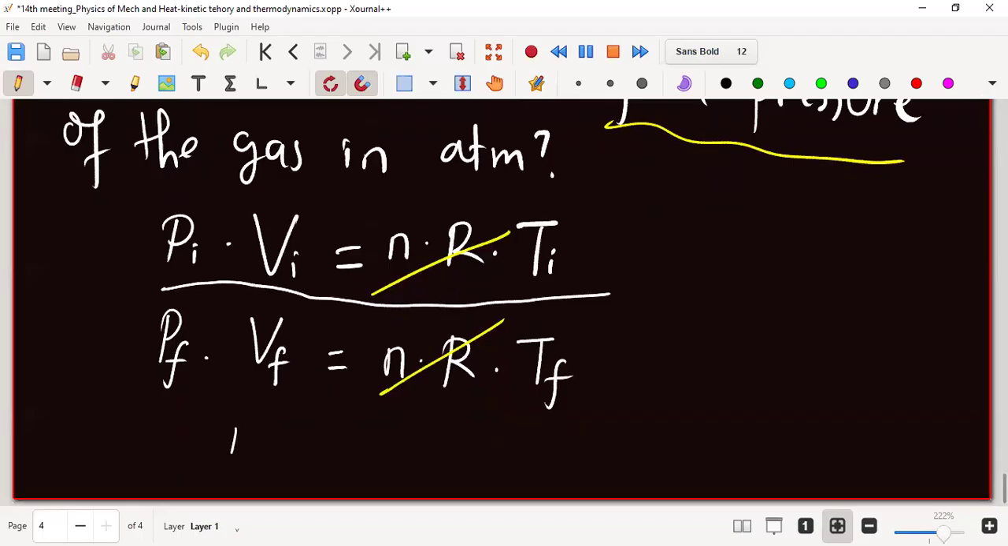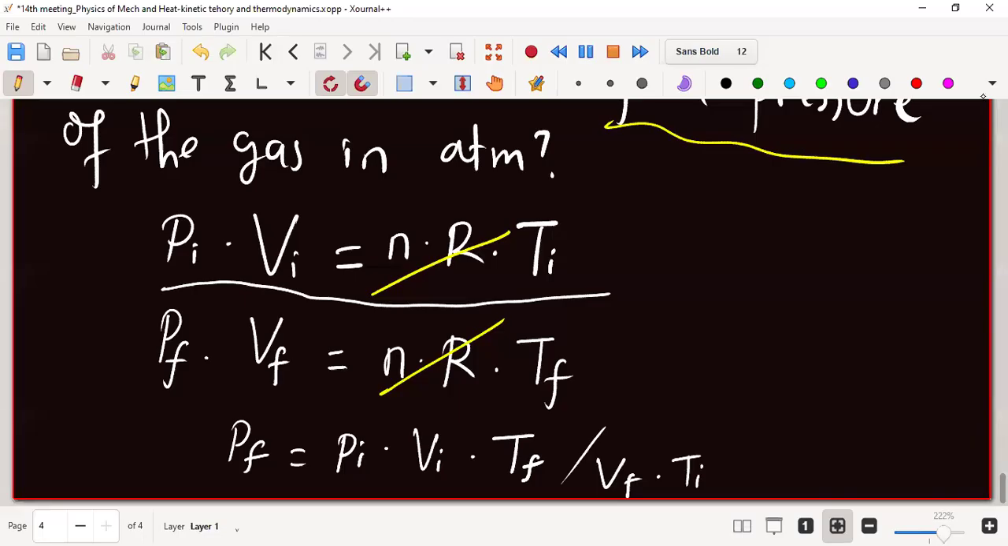P final is initial pressure times initial volume, times final temperature, divided by final volume and initial temperature. So you can input the numbers here.